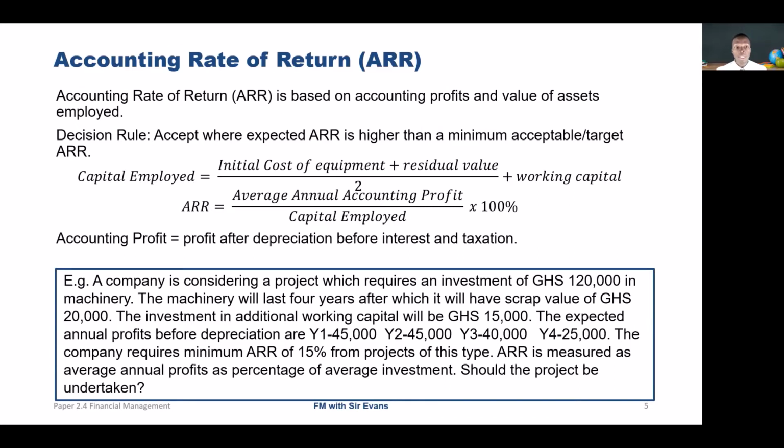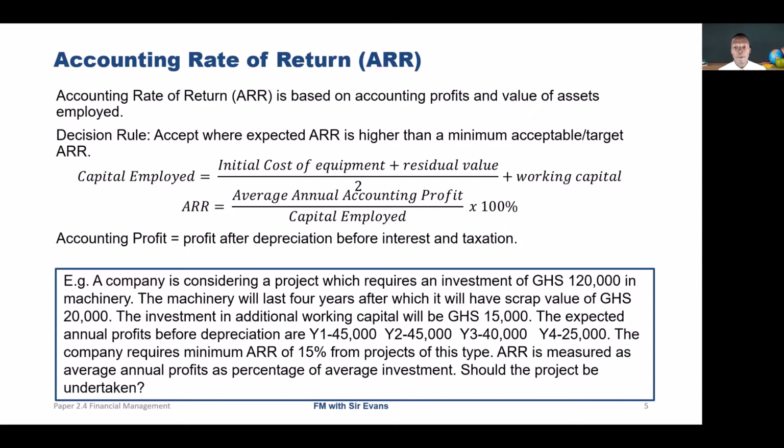A company is considering a project which requires an investment of 120,000 in machinery. So that's your initial cost of equipment. The machinery will last 4 years, after which it will have a scrap value of 20,000. So that's your residual value. Now the investment in additional working capital will be 15,000. So with this information alone, we can determine our capital employed.